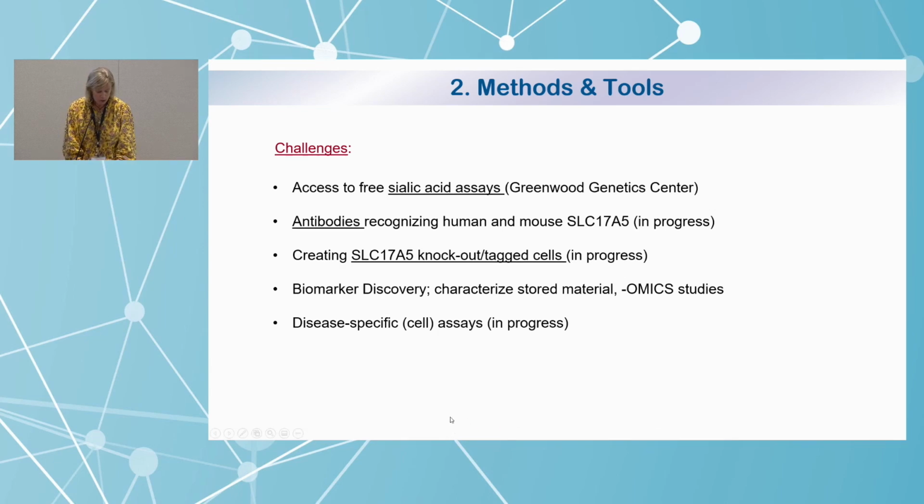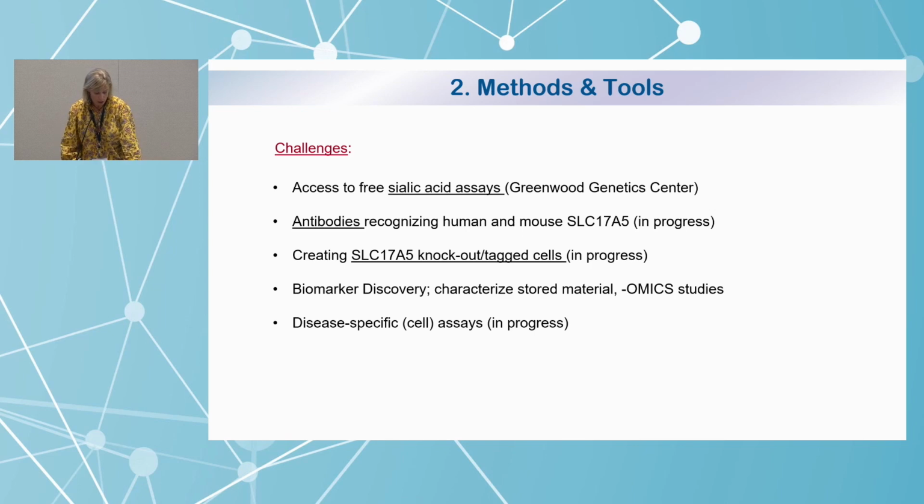We have a small subgroup working on antibodies, recognizing human and mouse SLC17A5, it's quite a challenge. Also some alternatives for that are being researched with this small working group, including tagging, as I said, the endogenous gene. We have to discuss biomarker discovery, again, make smart choices with our funding, resources, personnel, see which omics studies on which cell types or which tissues we need to pursue. And it would be good to characterize the stored material in lysosomes.